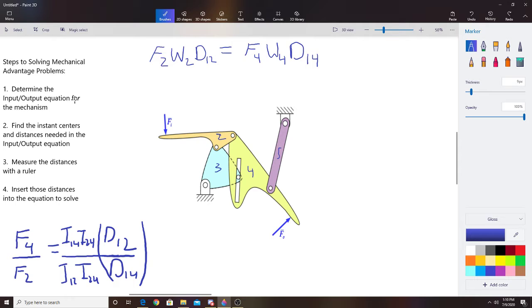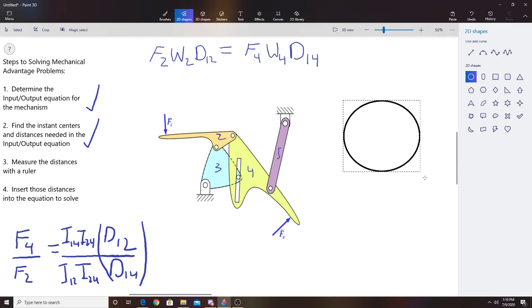So this right here has been done. We have determined the input-output equation, which is this. And then it says, find the instant centers and distances needed in the output equation. So this is sort of like a two-parter. We know which ones we have to find now: I14, I24, I12, I24, D12, D14. We've found which ones we need, and then once we have, we actually have to go and make the instant centers and then measure them. So that's the next step.